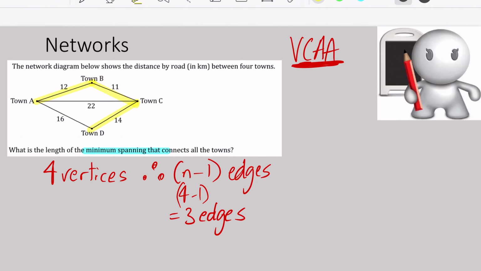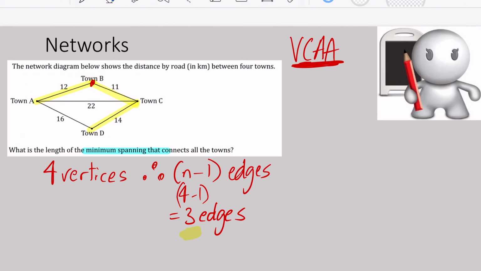Now, by following this rule and the other rule of not forming any loops, you have actually connected all the towns. So if I'm standing at town B, can I reach town A? Yes, by going this way. Can I reach town C? Yes, by going that way. And can I reach town D from town B? Yes, by going through town C. So all of the towns are actually connected, and you can do this particular test for each of the vertices.